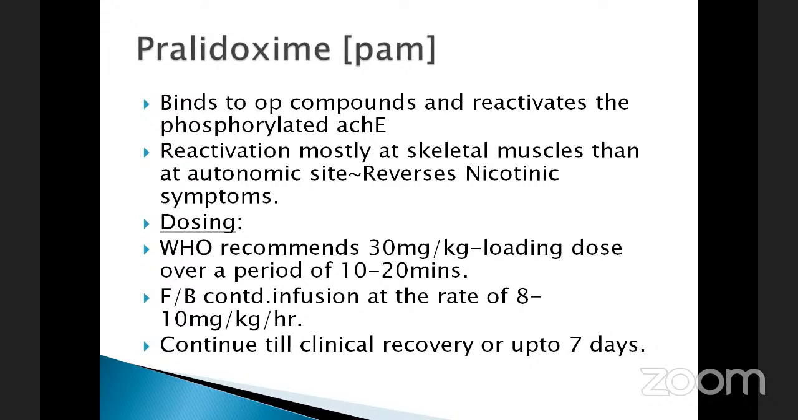But still, recently, this week, Dr. Rangappa sir put a YouTube video on organophosphorus poisoning. I sent this to Rani madam yesterday. Please go through that latest guidelines also.